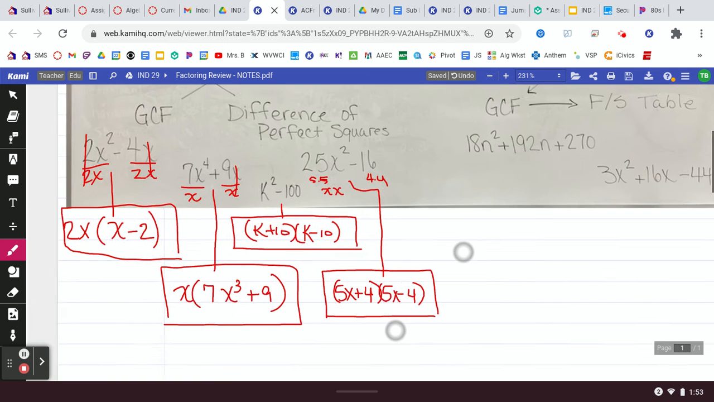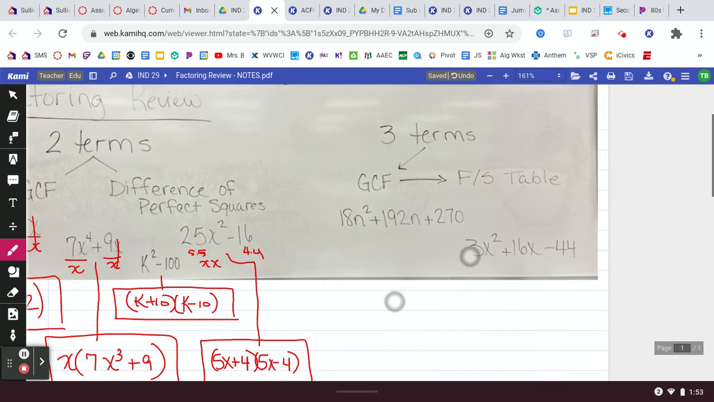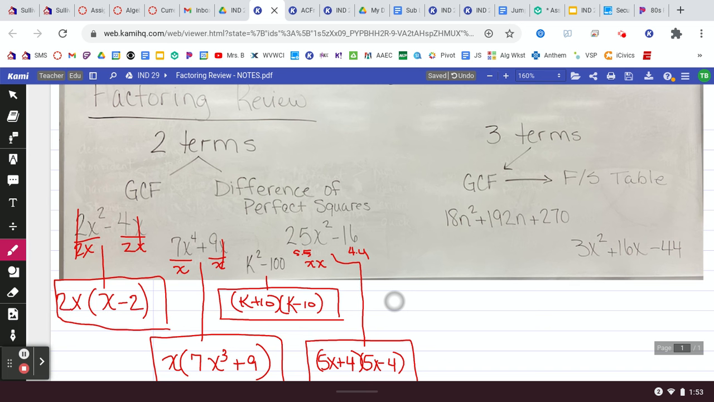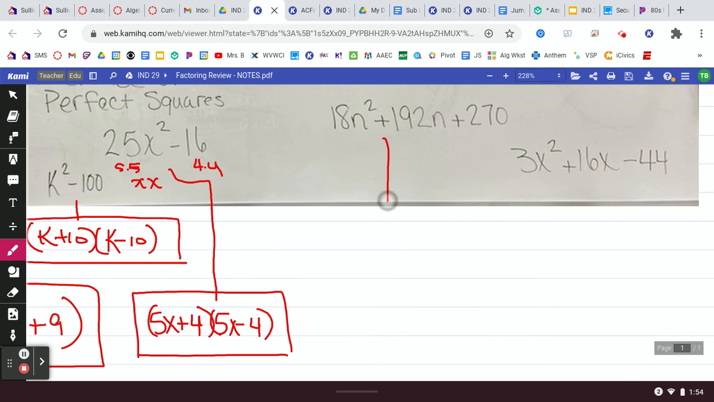All right, so the last thing we want to look at is when there's 3 terms. Okay, you have to work it differently when it's 3 terms. You still always want to think greatest common factor because if you can factor out something in common, it just gives you lower numbers to work with. Okay, so if we look at this one as an example right here, the first thing we want to do is look and see, does 18, 192, and 270 all have something in common?